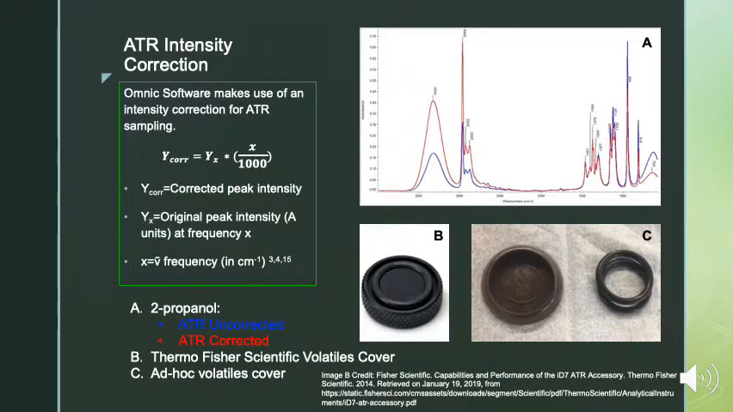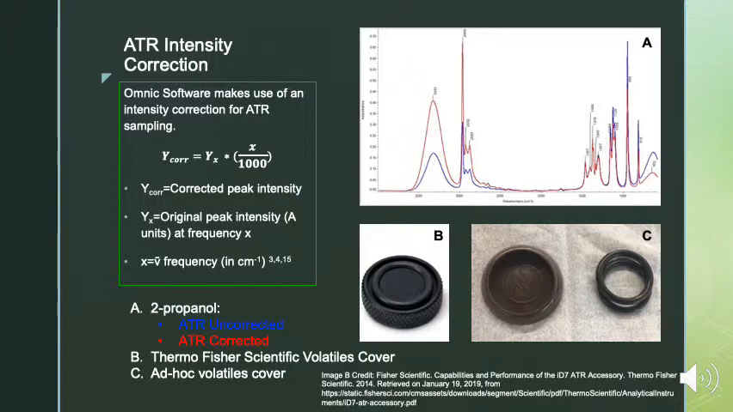Now, the trouble we run into in ATR is that the depth of penetration is greater in the fingerprint region, that is, from approximately 1500 to about 400 reciprocal centimeters, or wave numbers. It's greater in the fingerprint region than in the higher wave number, lower wavelength region. The lower the wavelength, the smaller the penetration, as can be seen in this spectrum of 2-propanol in figure A. The raw ATR spectrum in blue indicates a much lower intensity in the higher wave number, or lower wavelength region.